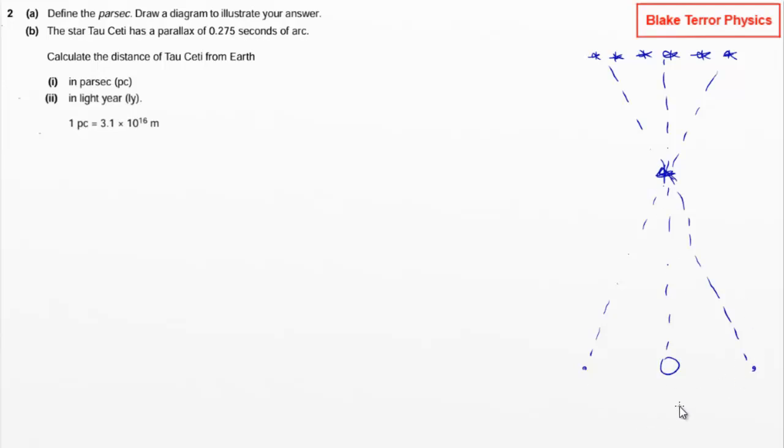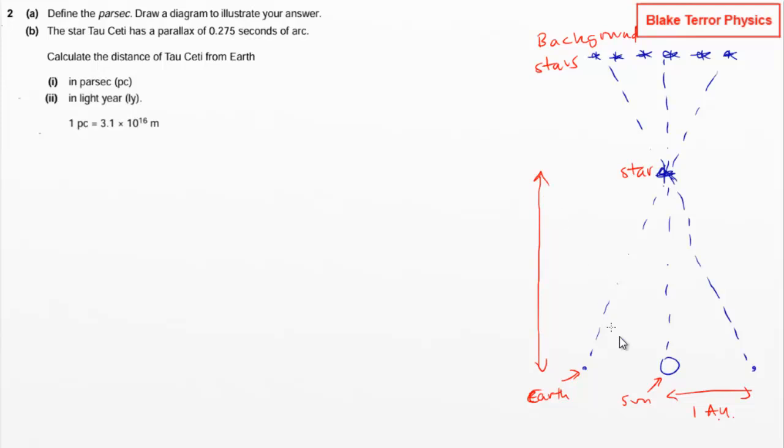So from the 2 extremes of the Earth and the sun, then we mark stuff on. So the distance from the sun to the Earth, 1 astronomical unit. You could label these things as well, I suppose. Sun, Earth, capital E for Earth. And then star, background stars. So write them all on. Then we've got the parsec we want to mark on. So that's the distance from, it doesn't matter whether you're drawing it from the Earth or the sun, it's all the same really, up to the star. So that is 1 parsec.